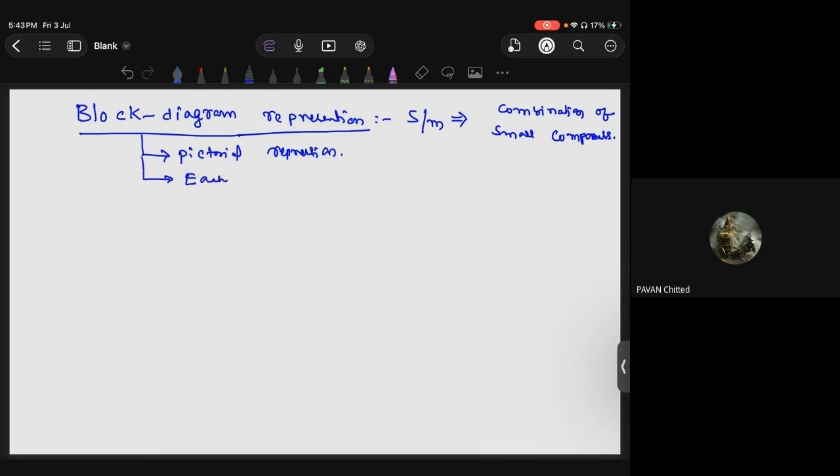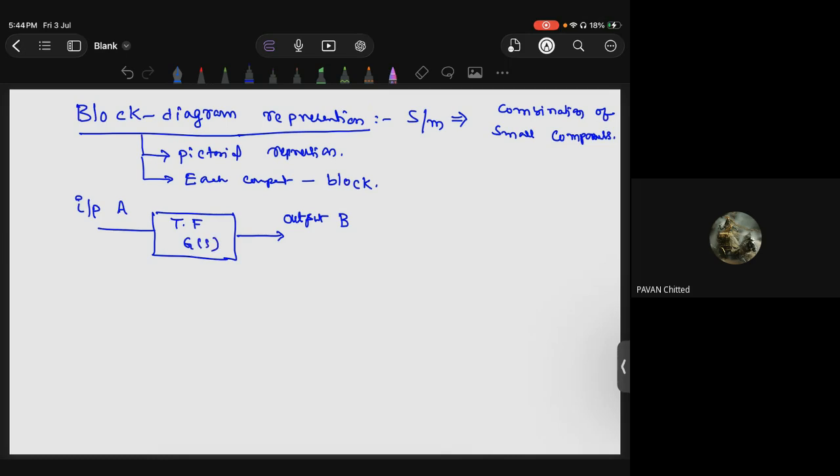Each component shall be represented by a single block, and connect them properly. Suppose, for example, you have this input A, and you are getting an output B. Here this system has a transfer function of, let's say, G of S.